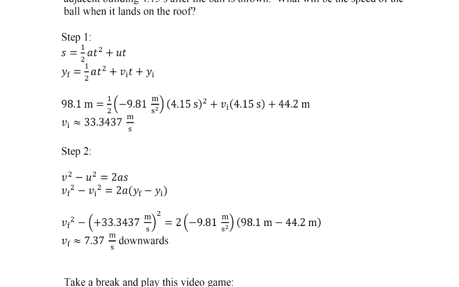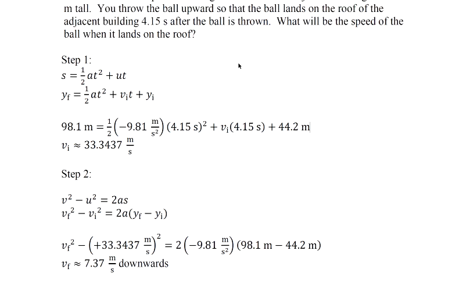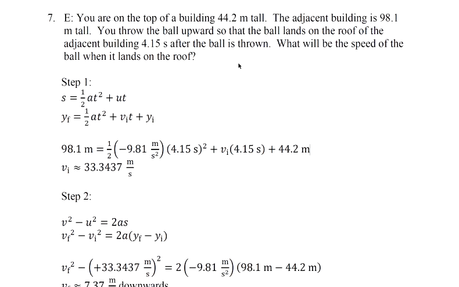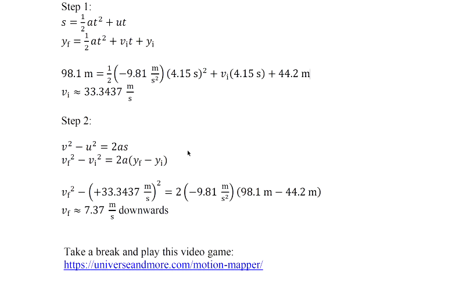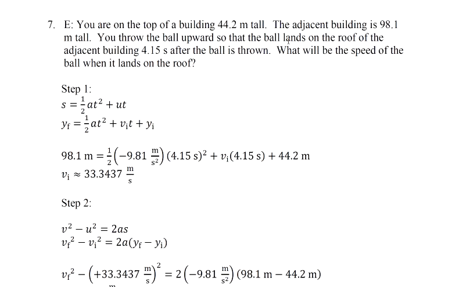We know S final or Y final is 98.1. We know Y initial is 44.2. They gave us T. So now we could just solve for V initial. 33.3437 meters per second.